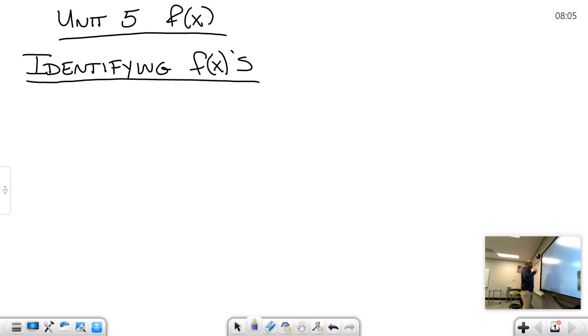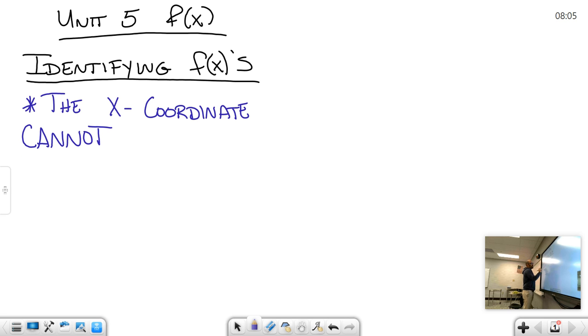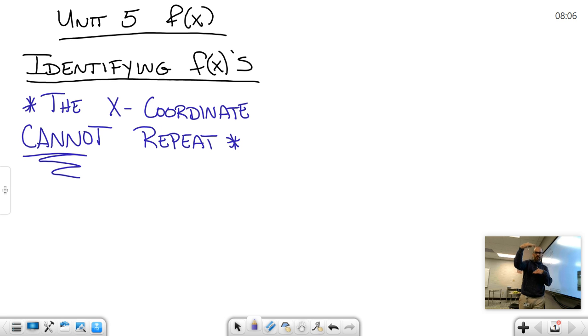All right. So when we identify functions, there is a rule. The x coordinate cannot, and I want you to underline the word cannot, repeat. So the x coordinate cannot repeat. All right. So if I get a list of coordinates, and the x repeats one time, not a function. So we'll look at an example of that.